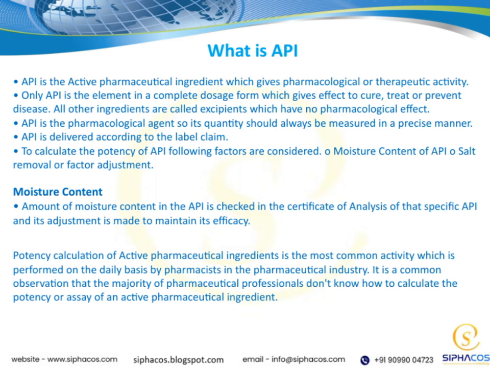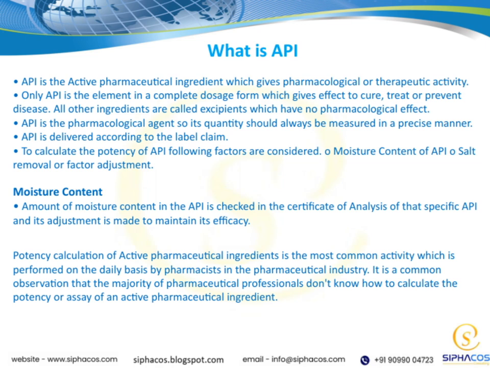Now, let's talk about moisture content. The amount of moisture in the API is checked through the certificate of analysis for that specific batch. Adjusting for moisture is essential because it can affect the drug's efficacy. If there's excess moisture, it can dilute the active ingredient, which is why precise measurement and correction are so important.